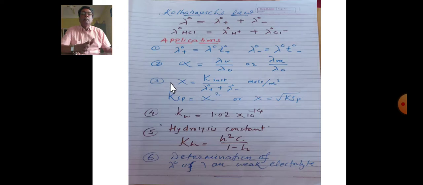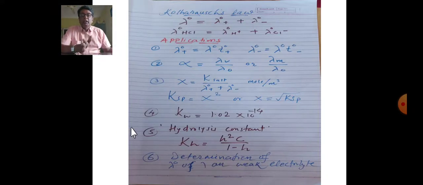Third is the determination of the solubility of a sparingly soluble salt and the solubility product. The solubility product Ksp is equal to x square, and here the value of x becomes the square root of Ksp. By this equation you can determine the solubility: x is equal to the specific conductance of that salt divided by the ionic conductance of both the ions in that salt. So this is the solubility and this is the solubility product, and its unit is mole per meter cube.